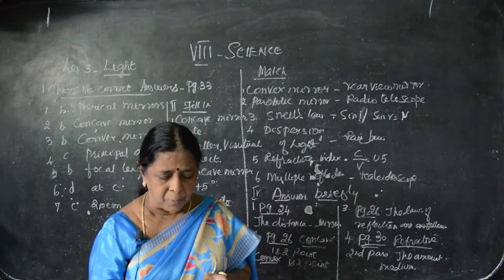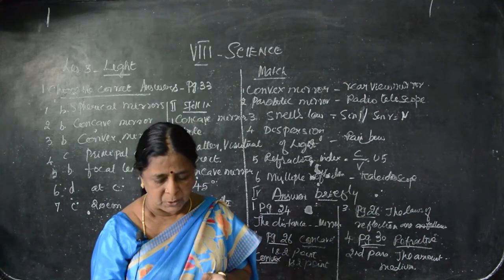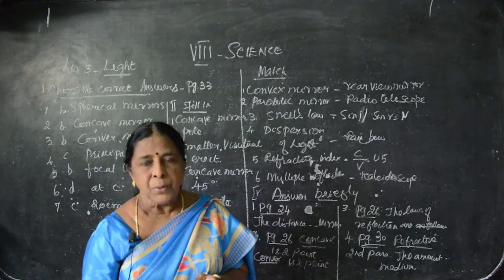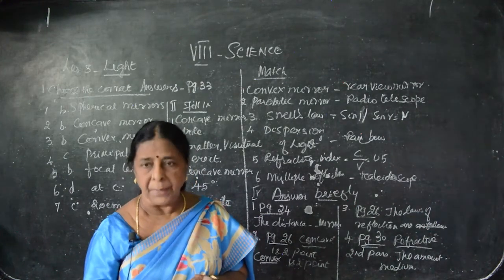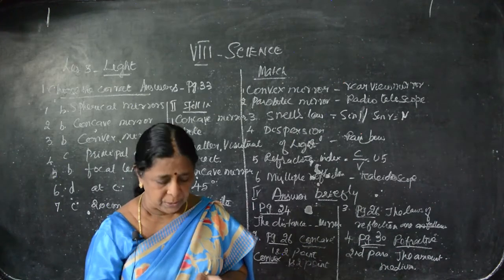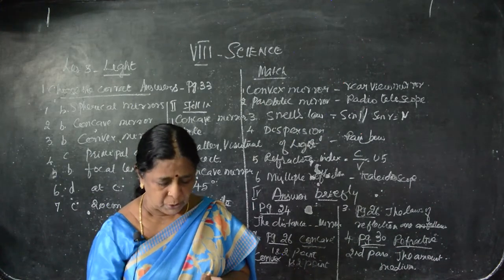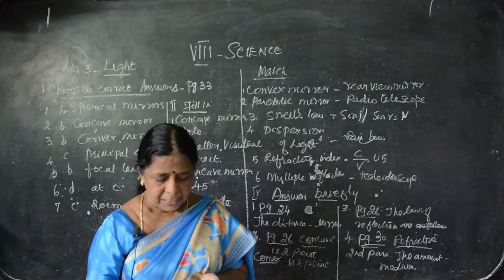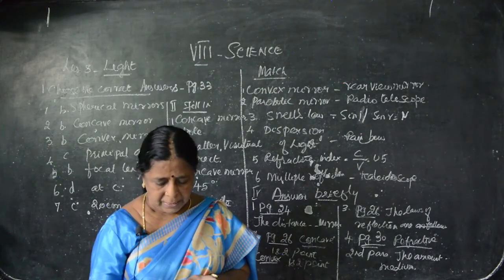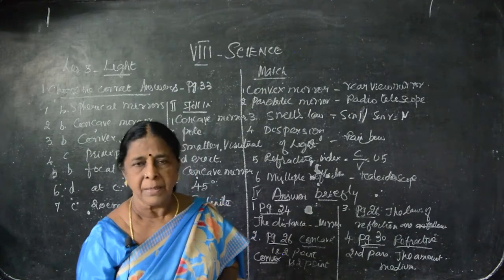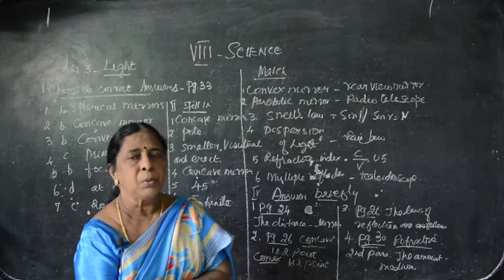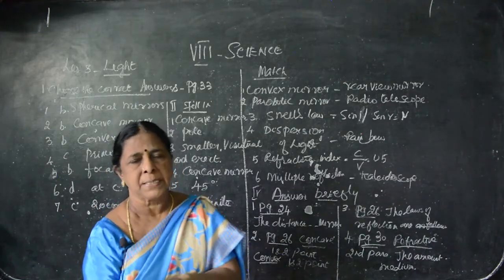Let me say again: the amount of refraction of light in a medium is denoted by a term known as refractive index of the medium. Close the bracket. Then you have to give the formula, mu is equal to C, the speed of light in air, over V, the speed of light in the medium. Clear? And we have to go for the last short answer.